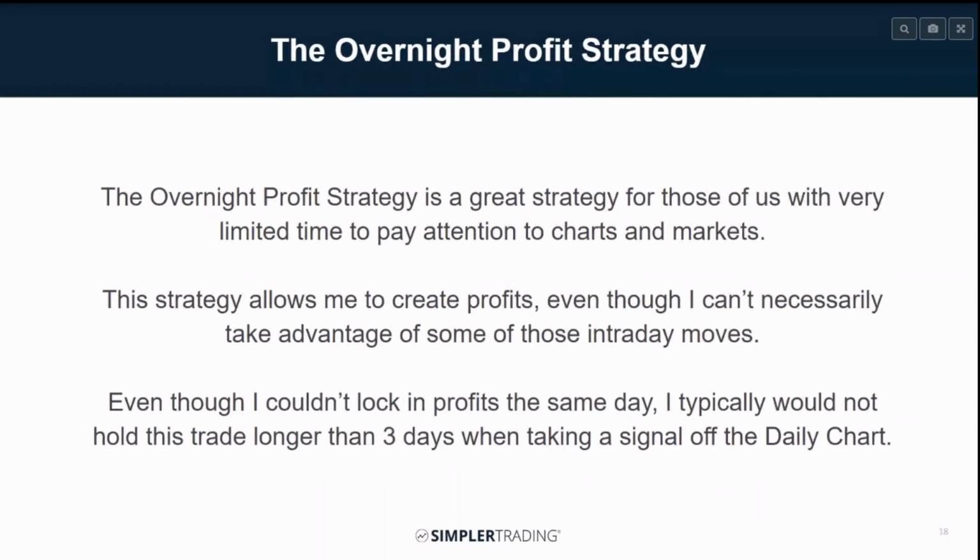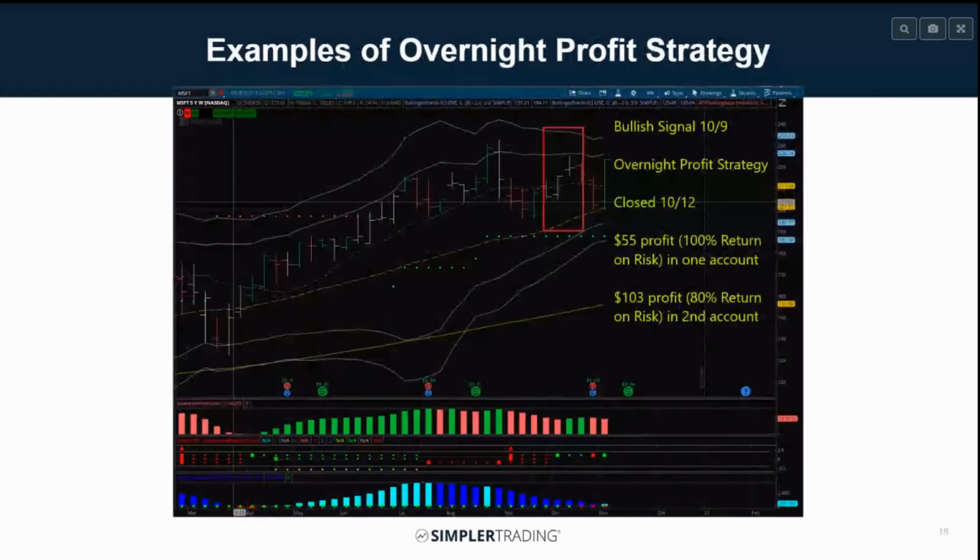But you can tell you're really not in it for very long. Your risk still isn't out for weeks or months at a time necessarily if you're taking the signal off the daily chart. It's a very quick trade. And so it really worked for the lifestyle that I found myself in.